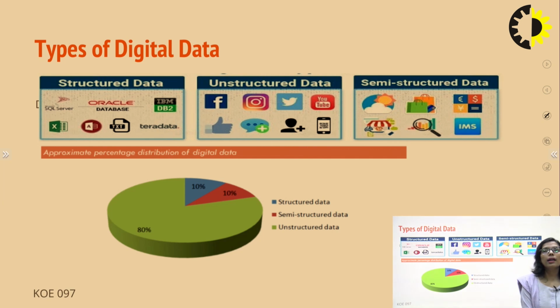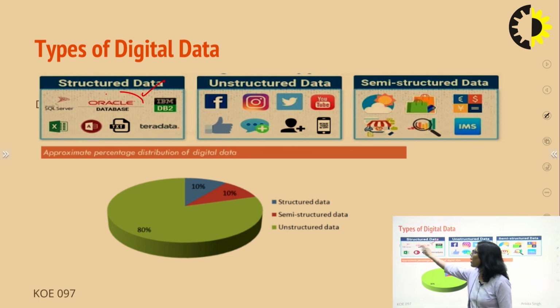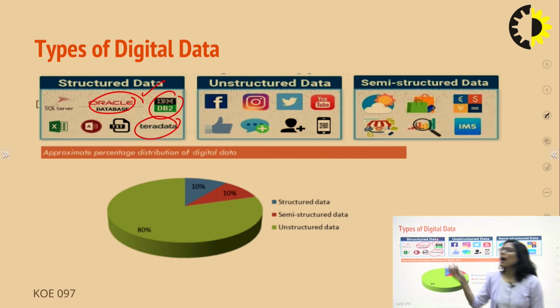Next is, what are the different types of digital data? So we have 3 types of digital data: structured data, unstructured data, and semi-structured data. Structured data refers to data that can be stored in a tabular format, that is your relational database. Whatever data we were storing in an RDBMS goes in structured data, that is Oracle, IBM DB2, Teradata. All these are examples of structured data.